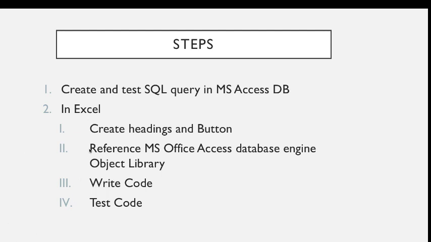Then I'll show you how we set up this Microsoft data access object so that it will let us extract the data through Excel by getting it from Access. Then we'll write and test the code.